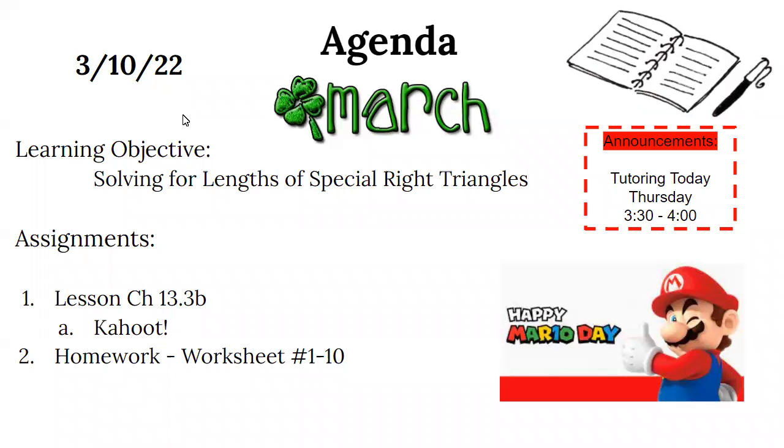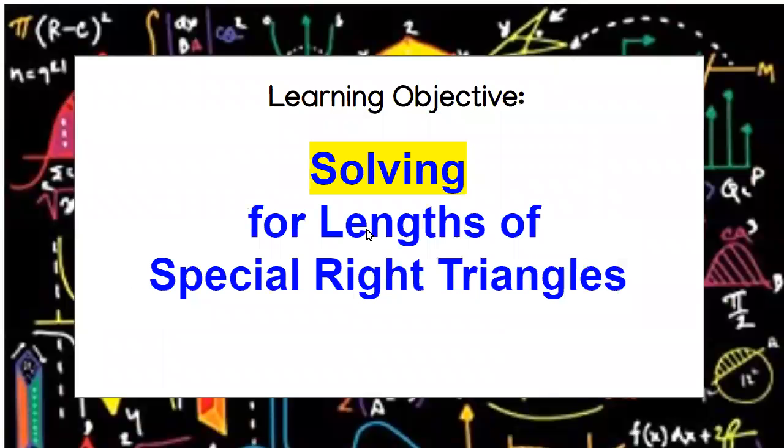Beautiful. Okay. Awesome. So today's learning objective is to solve for lengths of special right triangles. We're going to go through a series of special right triangles, but I'm only going to focus on one for today. Now, we've seen these types of triangles before. We just haven't seen them in this format. We are going to see radicals.